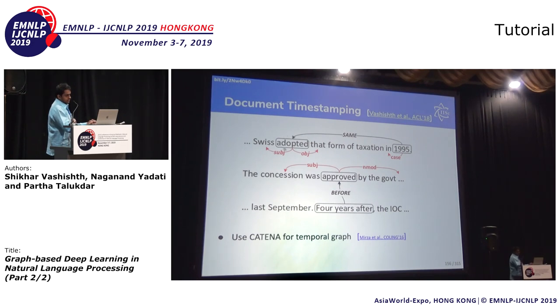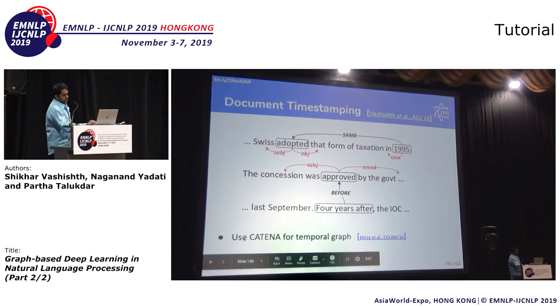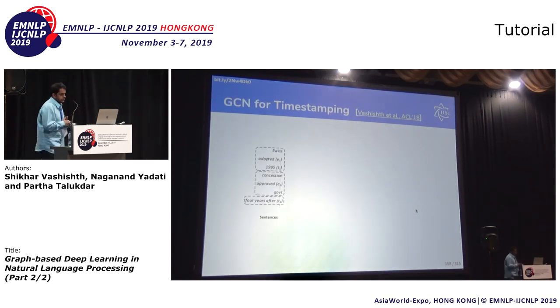And then we have Swiss adopted in 1995. So we have the same relationship. This is the temporal dependency between the word adopted and the year 1995. And these temporal dependencies can be obtained using catena, which was proposed in this Kohling 16 paper. Now this temporal structure and the syntactic structure can be exploited to predict the document creation time of the document, right? So let's see the model details.